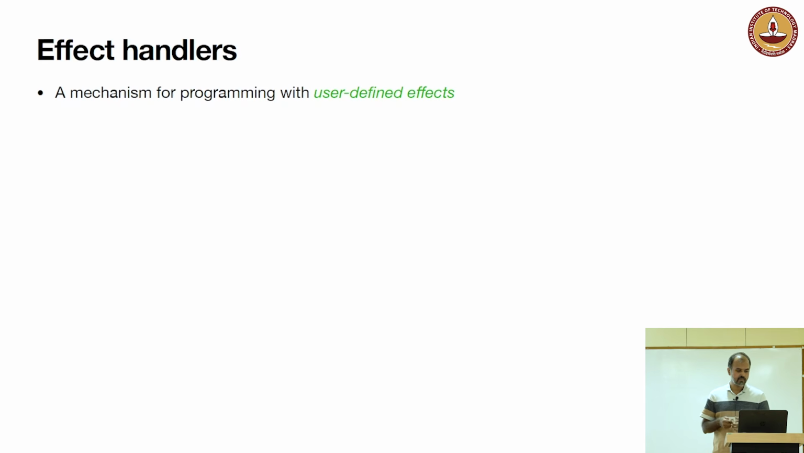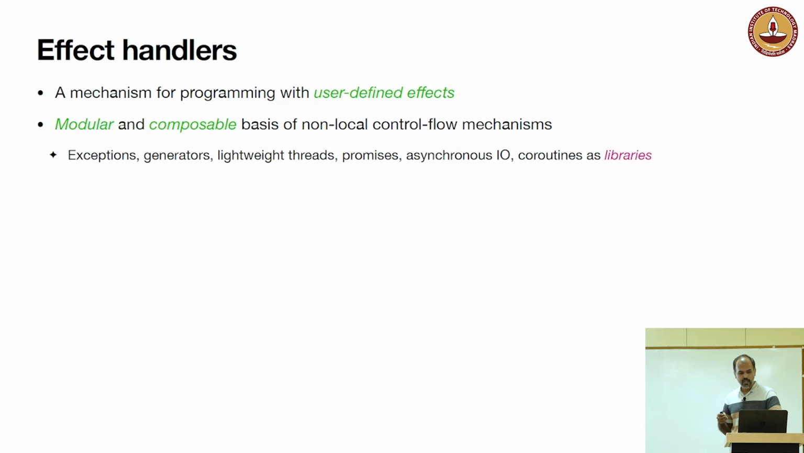Effect handlers are a mechanism for programming with user-defined effects. They are a modular and composable basis of all non-local control flow mechanisms. Many of you might have used exceptions in C++, Java. If you've done any JavaScript, you've done asynchronous programming with generators, asynchronous I/O. The point here is that if you have effect handlers in the language, then all of these features are implemented as libraries on top. So you don't have to put them into the language.